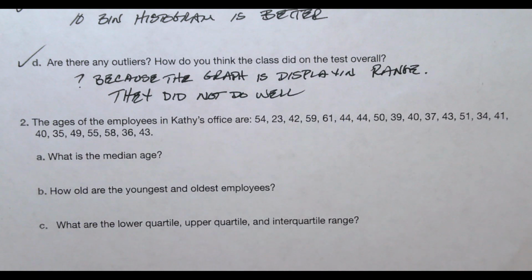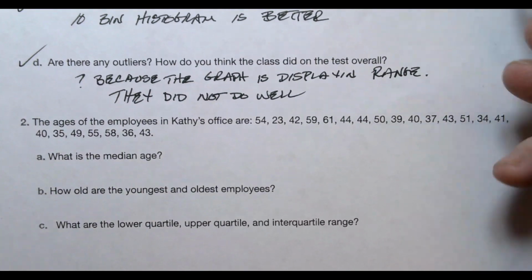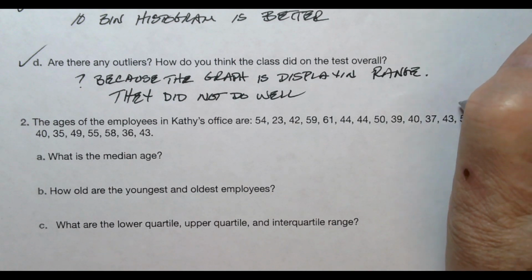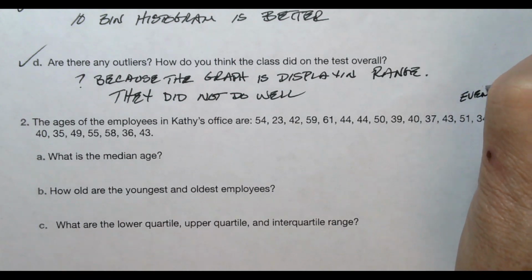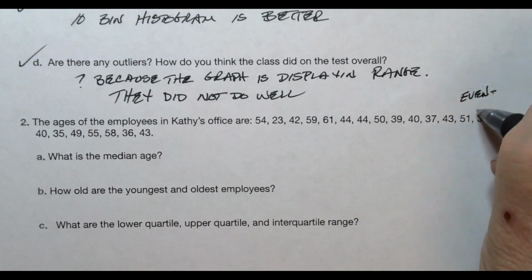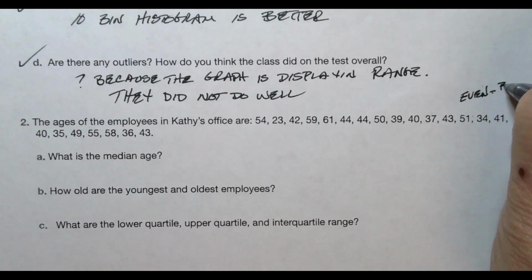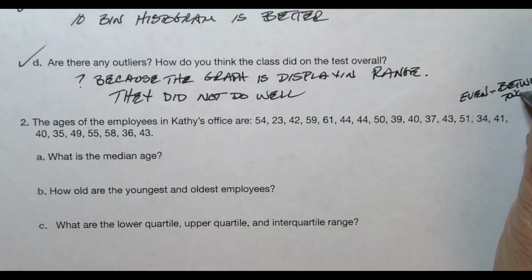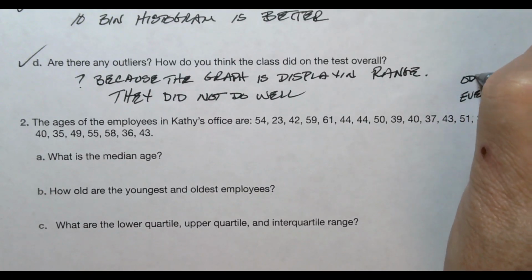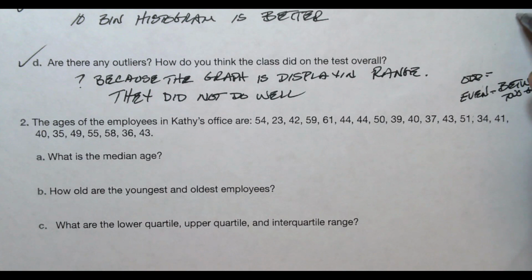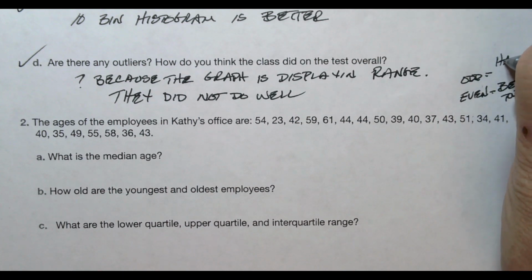So I went and wrote this on another piece of paper, and another thing I want you to do with your data is count up how many pieces of data you have. If it is an even number, then you may have a median that's between two numbers. I'm going to write between two numbers. If it's odd, you will have one number.